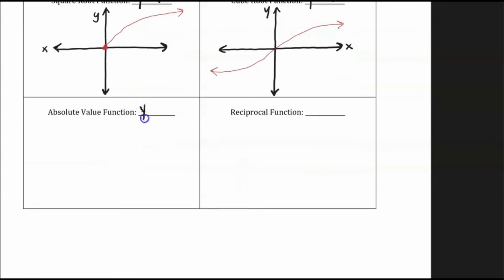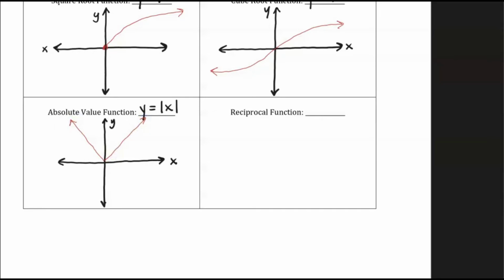The next function we have is the absolute value function, which is y is equal to the absolute value of x. And the graph of the absolute value looks like a V. It's made up of two different lines that meet at the origin and form a V shape.